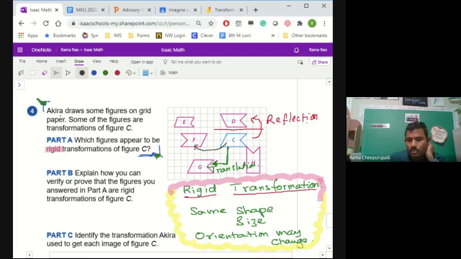When you do the translation, the pictures will be the same. They don't flip or turn around or anything like that. They have to look the same. But in case of the rotation, yes, they're the same size and shape, but they have a different orientation. So this is a rotation.